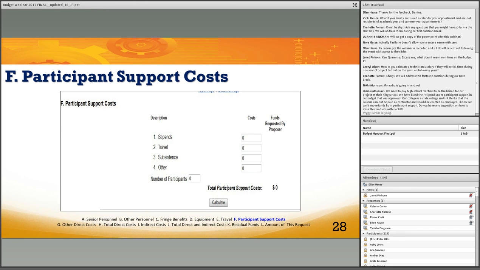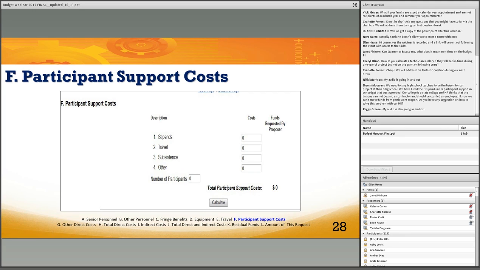So under stipends, you need to provide the stipend amount that each participant would receive and what expenses are figured into the provision of that stipend. Under travel, you need to explain the purpose of the travel and the time allotted. And again, note that this travel line is separate from Section E travel that I mentioned previously. Travel in Section E is for project personnel, and the participant support travel is for your participants or trainees.